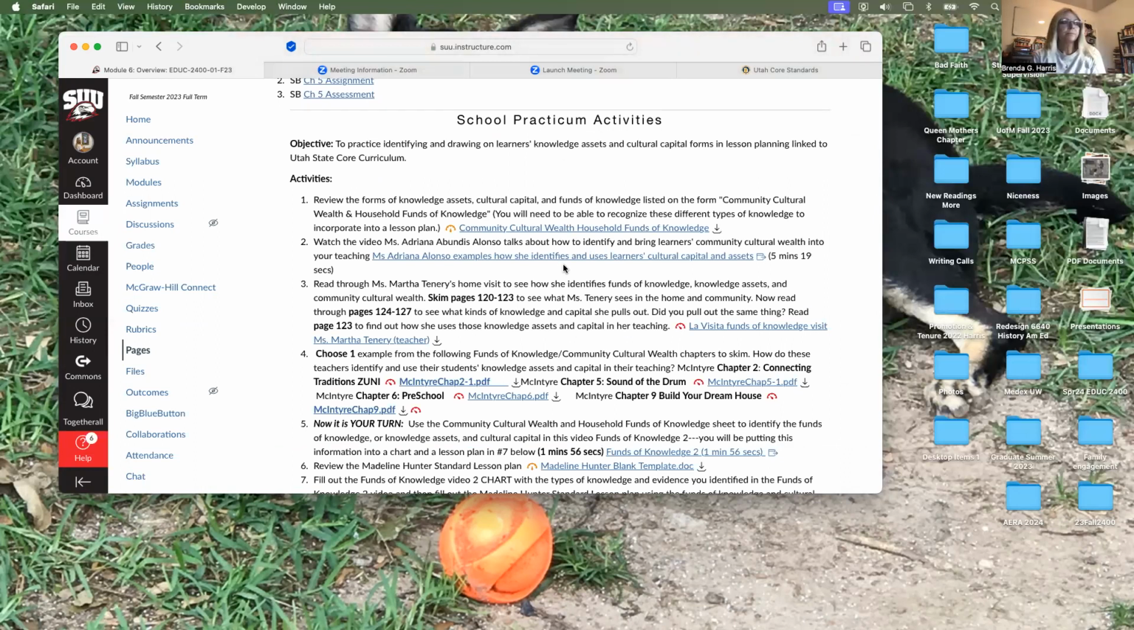Okay, so what this says is that our objective is to practice identifying and drawing on learners' knowledge assets and cultural capital forms in lesson planning linked to the Utah State core curriculum. So this can indeed be very confusing, especially when you haven't been teaching and you're new. It's like, well, how do I do that? How do I get started? I get the idea. In fact, you've heard me say so many times, and you probably say it in your sleep too, start with the learner, not the lesson plan, right? So start with the learner, not the lesson plan.